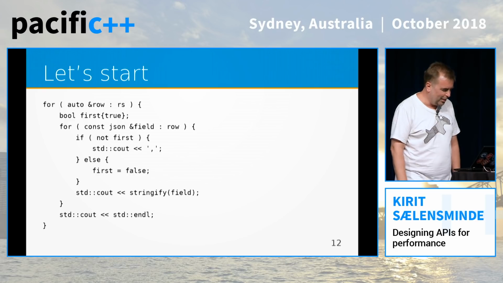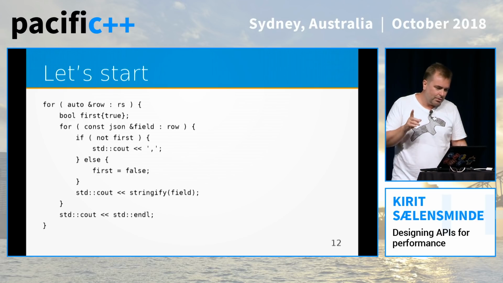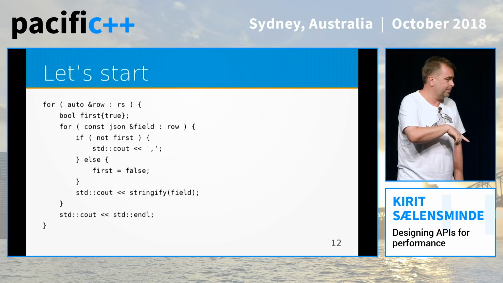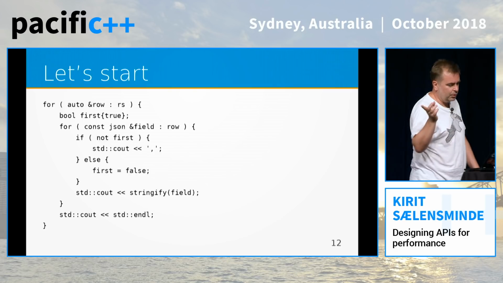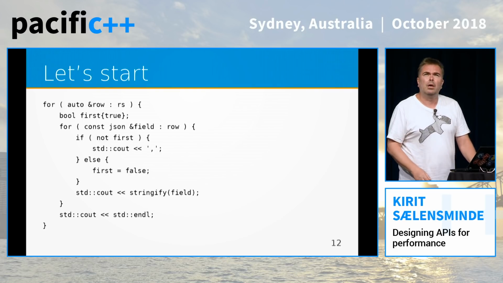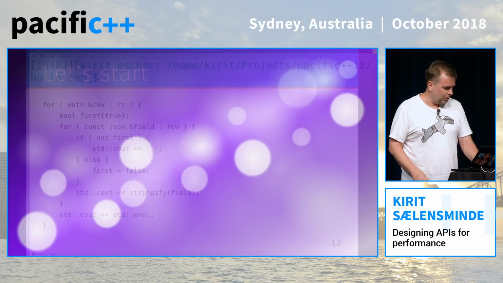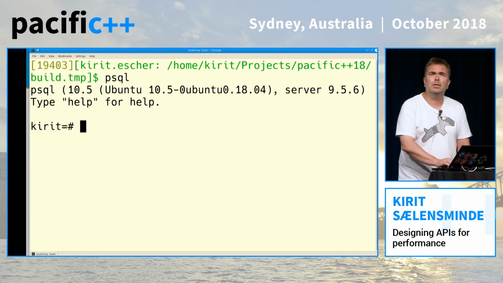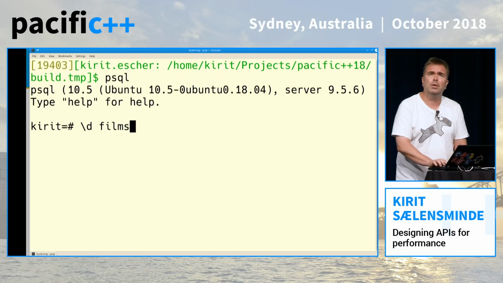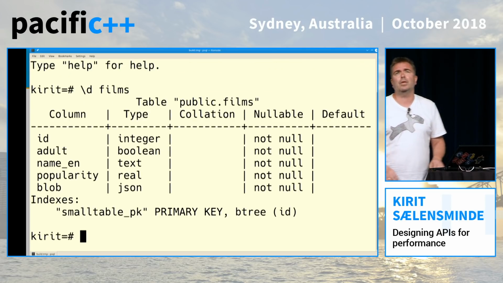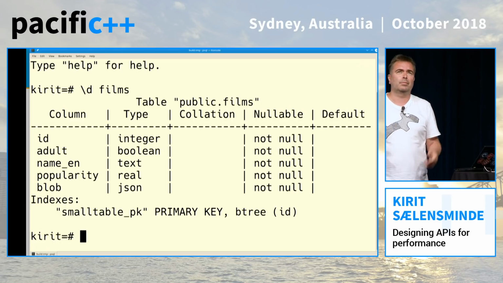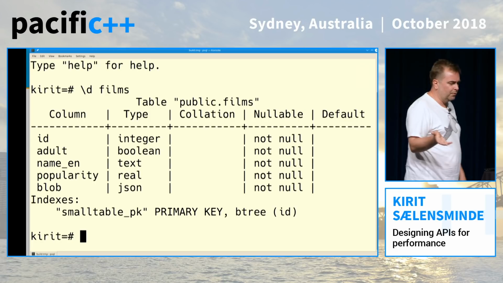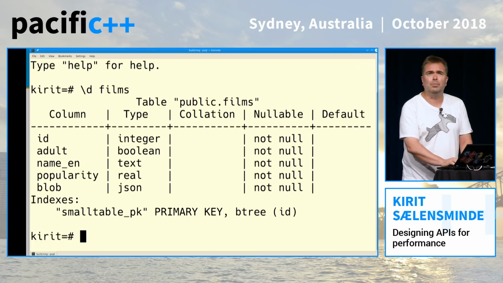That's commas, isn't it? So what we're going to do is look at how fast we can make this. So I've got some stuff to run, which hopefully will actually turn up. Here we go. So I can do this, and I can look at our films table. So here we've got a table. It's got a few different types of fields. I've got about 400,000 films in here.